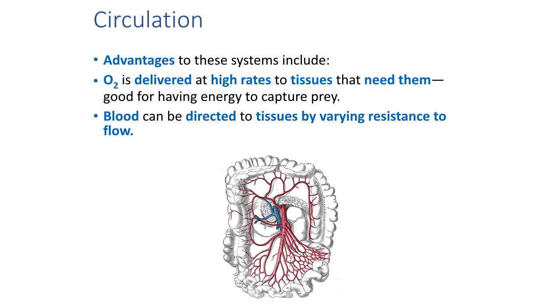So we sort of talked about this when we talked about the pressure equation and how we can change resistance. And if you want to have blood flow to a tissue, you can dilate vessels. If you want to restrict blood flow, you can constrict vessels. And so we can actually be more directive in where we're sending blood in the body versus, for example, the sedentary open circulatory system organisms where you have no way to direct the connective tissue flow.